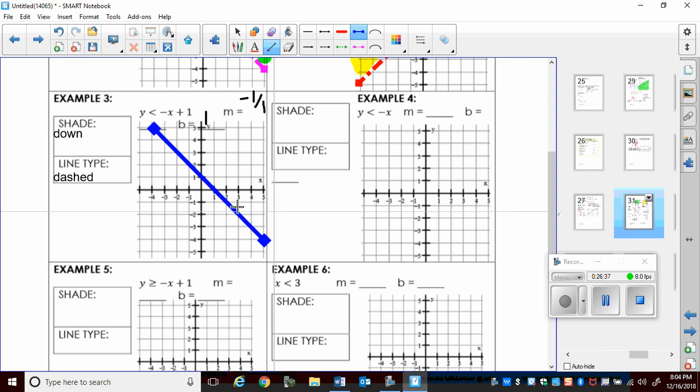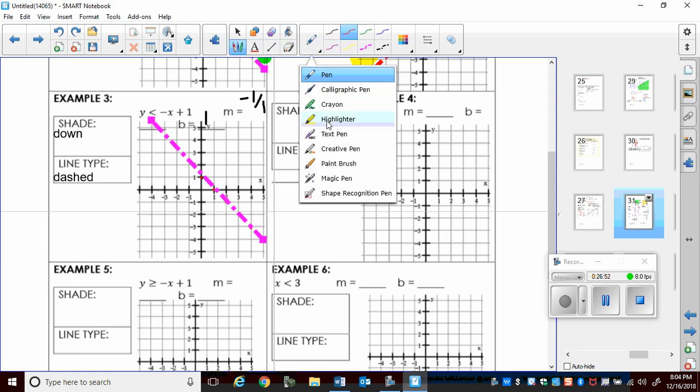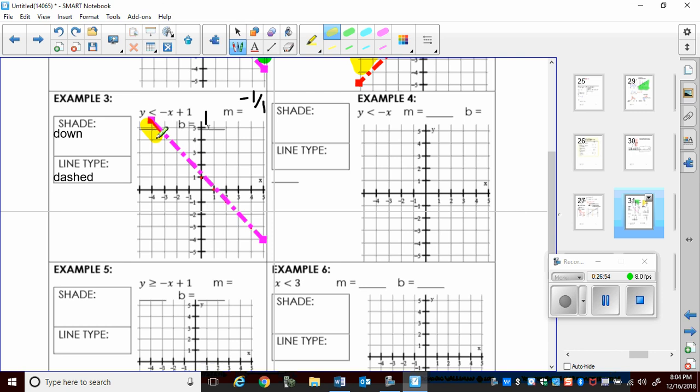And it's not supposed to be solid, so you've got to be careful there. Make sure it's a dashed line. So I start here, it's dashed, and this is below. So I'm going to shade below this line. Try not to shade on top of the line because it's not a part of the solution. And look at that, beautiful.